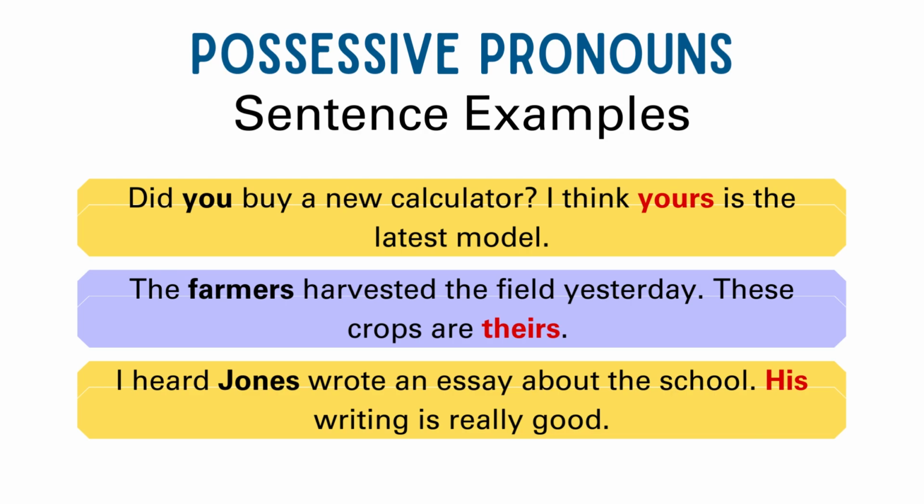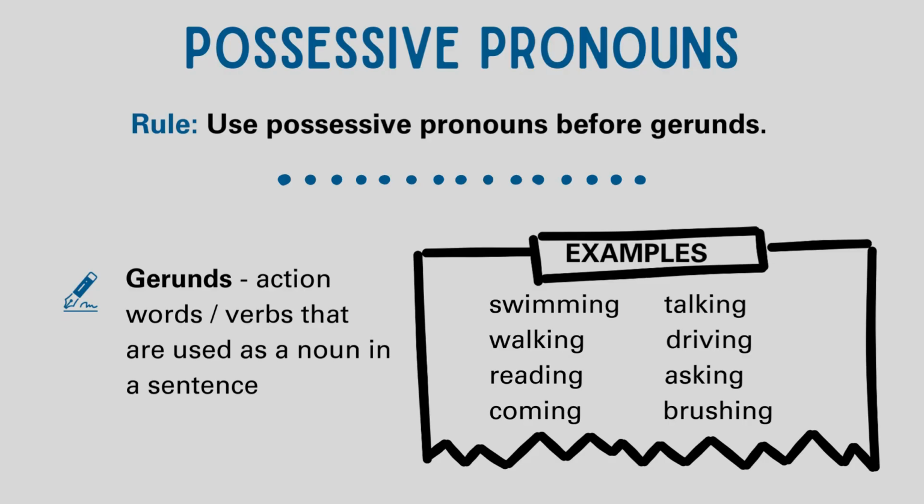Now, here's a rule to remember. Use possessive pronouns before gerunds. If this is your first time to hear about gerunds, let me explain it for you, okay? Gerunds are verbs or action words, usually ending with -ing, that are used as a noun in a sentence. So they don't function as verbs. They look like verbs, but they are taken as a noun. Some examples: swimming, diving, reading, and many more.